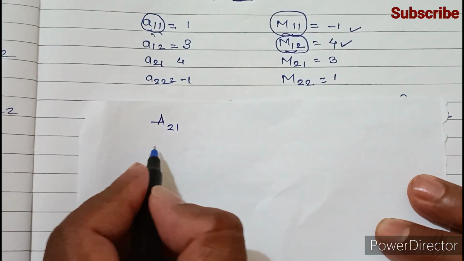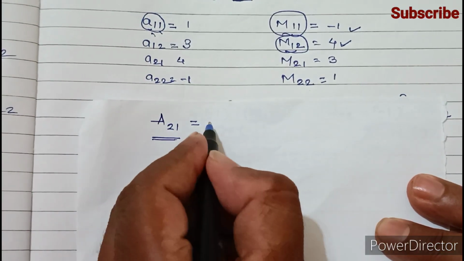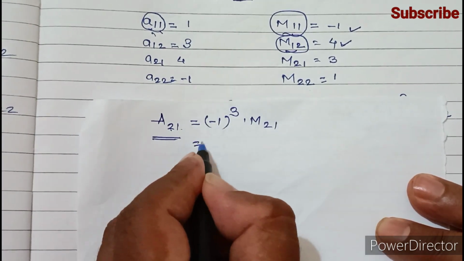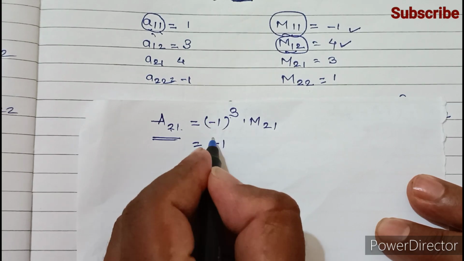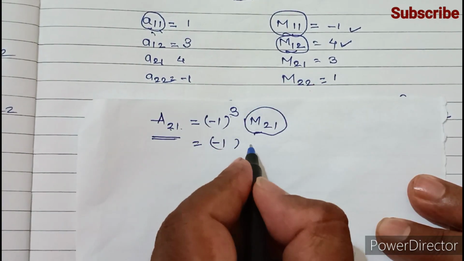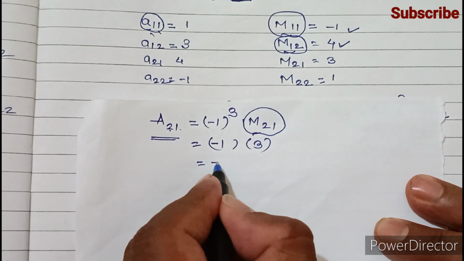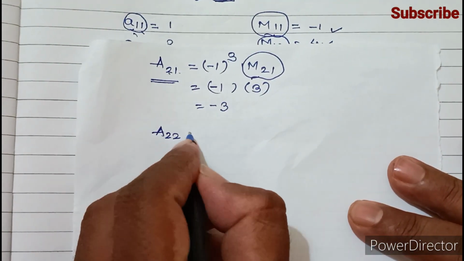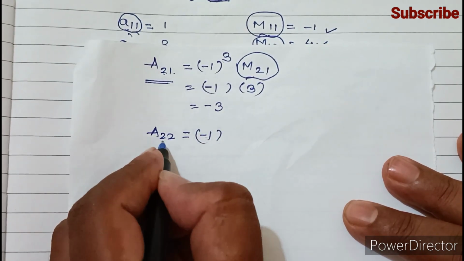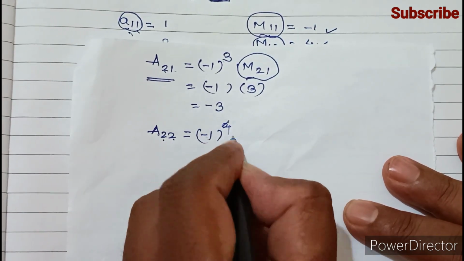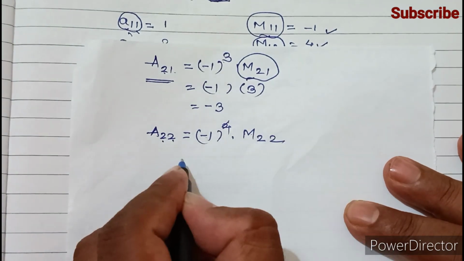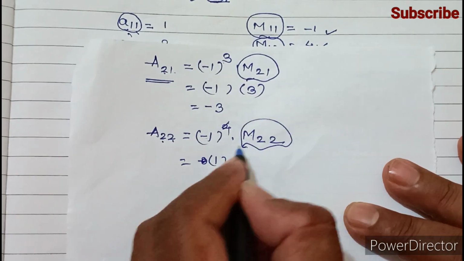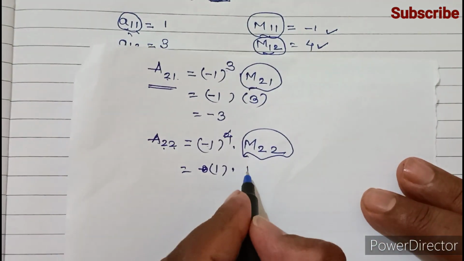Similarly, find a21, that will be equals to minus 1 to the power 2 plus 1 into m21, that will be equals to minus 1 power 3, that will be minus of 1. m21 will become 3, minus 1 into 3, that is minus of 3. Similarly, we can find a22, that is minus 1 to the power 2 plus 2, that is 4, into m22, that is minus 1 to the power 4, that is plus of 1 into the value of m22, which is here 1, multiplied by 1 we get 1 into 1, that is 1.